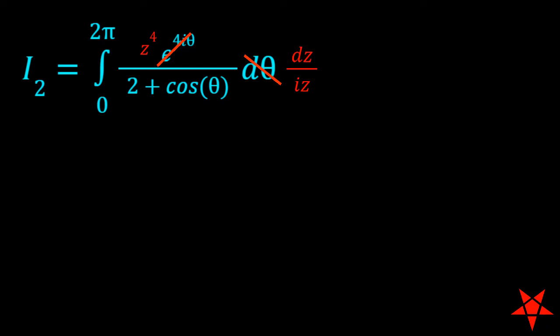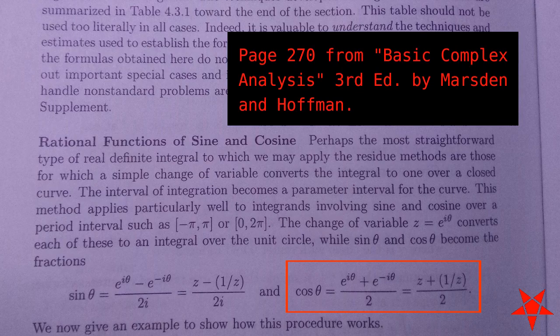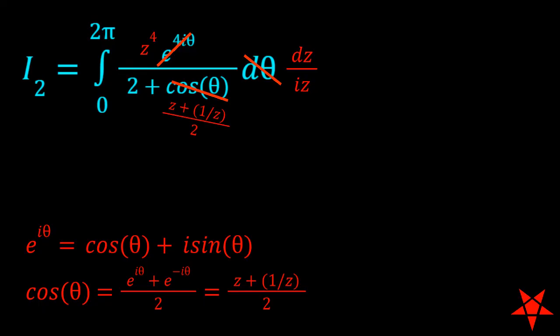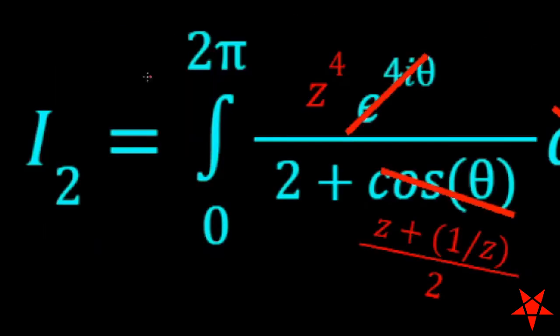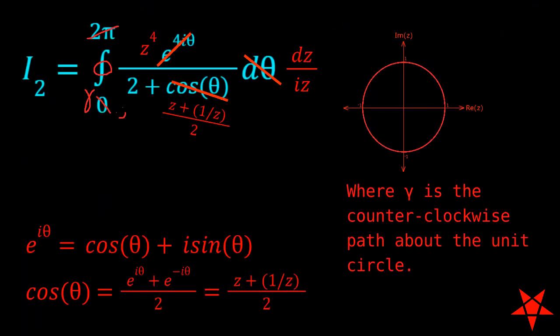The same change of variable, along with Euler's relation as shown on page 270, changes cosine of theta into z plus 1 over z quantity divided by 2. And oh yes, we are no longer dealing with an integral over a domain for theta. We are dealing with a closed loop along the unit circle in the complex plane that will be referred to as lowercase gamma.